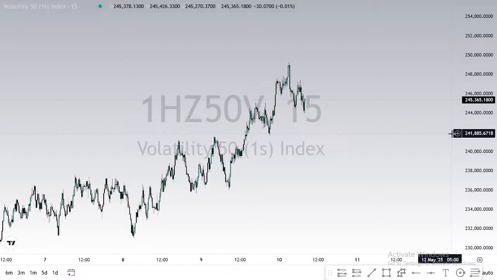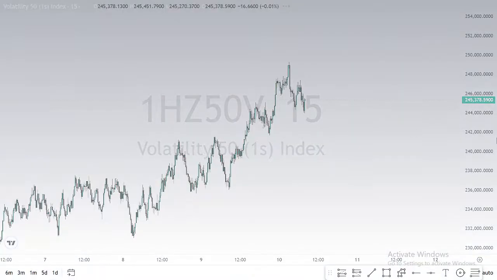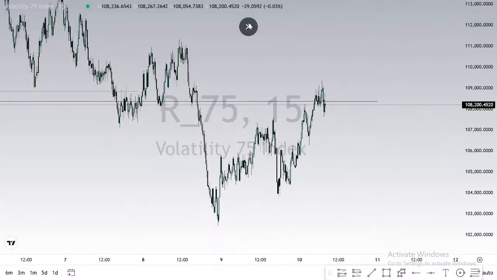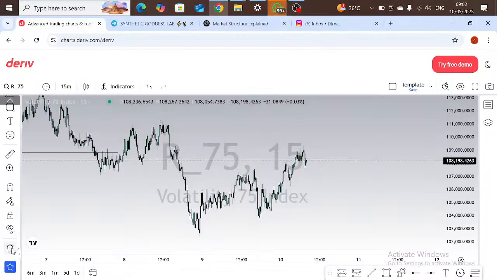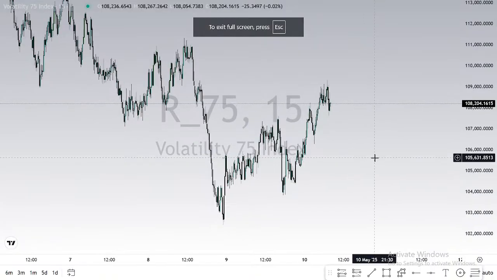So let's go ahead, guys, and start our analysis. The first one I am currently looking at is volatility 75. So let's get straight into it. I'm going to be deleting all of this and make the analysis from the beginning.